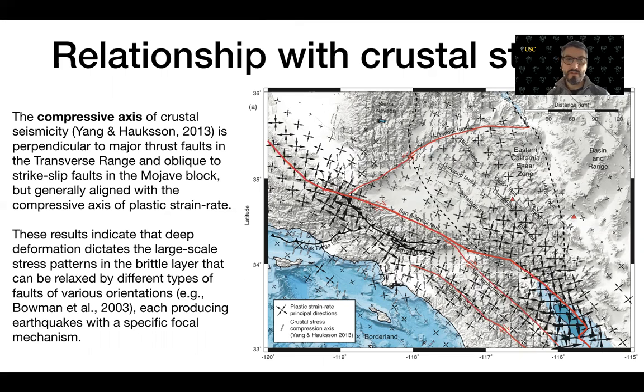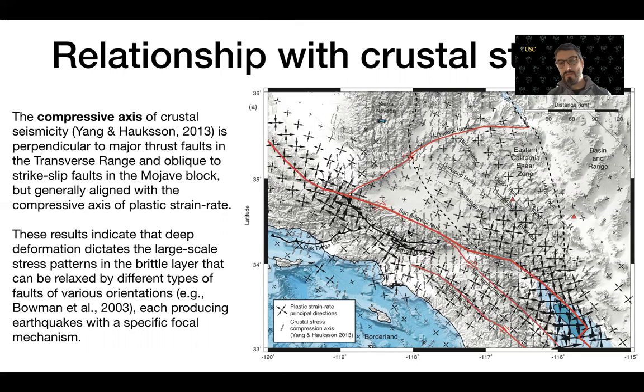For example, here you can see that the orientation of strike slip faults, which are shown in red in this figure, are aligned with the direction of maximum shear of plastic strain rate, shown by these double vectors. So strike slip faults are aligned with the direction of maximum shear. Major thrust faults are aligned perpendicular to the direction of maximum compression.